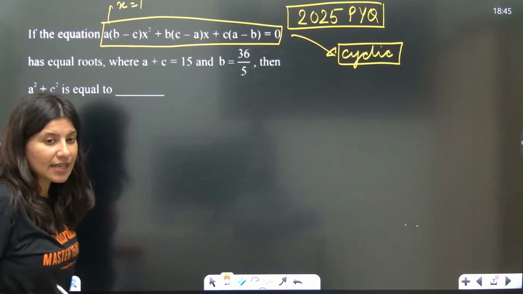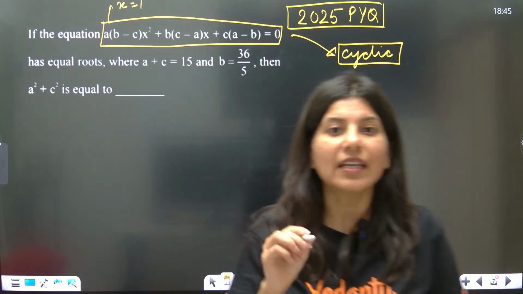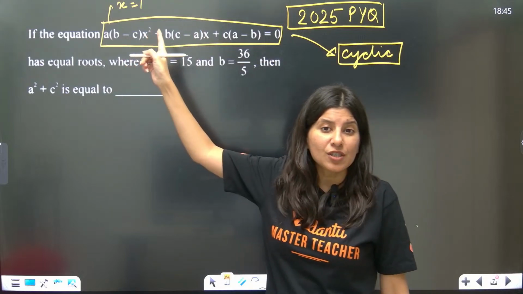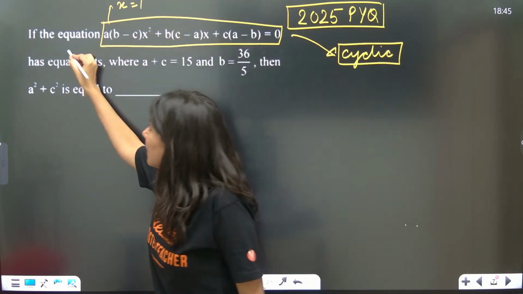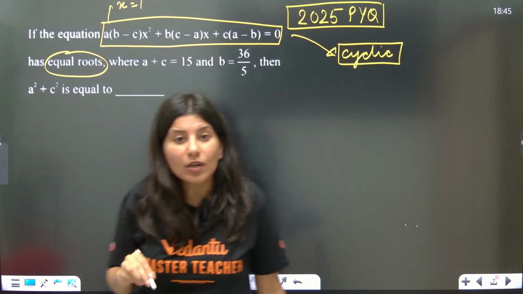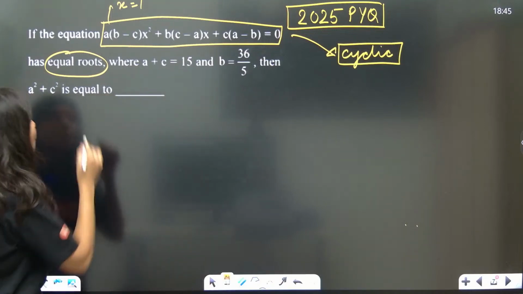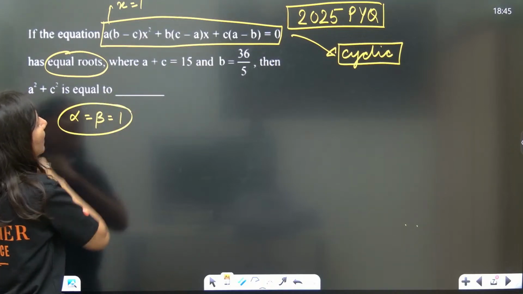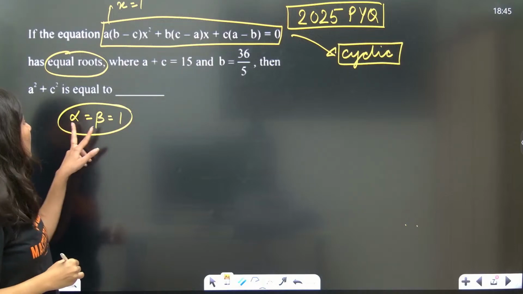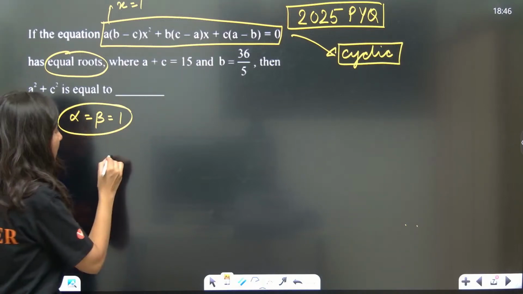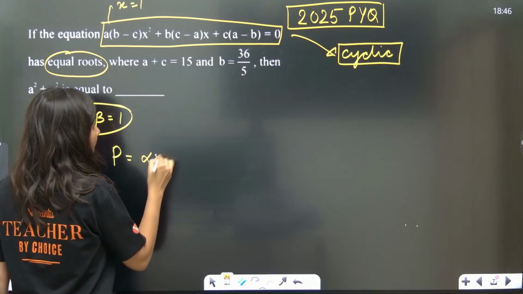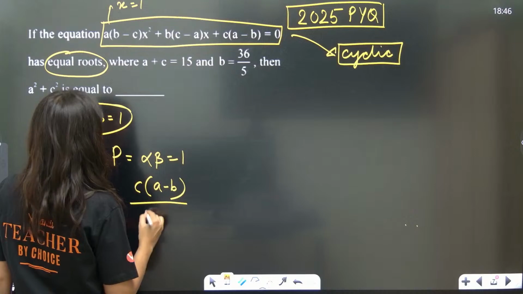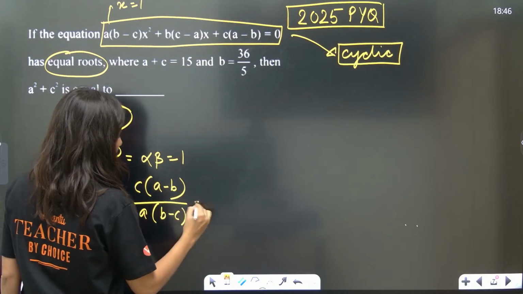And you will realize that this quadratic equation is satisfied by x equals 1. x equals 1 is a root of this equation. Now the question says that this has equal roots. What does that mean? That the two roots of this equation, alpha equals beta equals 1. So the product of roots, alpha beta, is 1. Product of roots, C(A minus B) upon A(B minus C), is equal to 1.